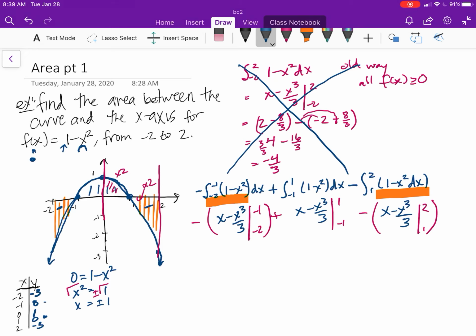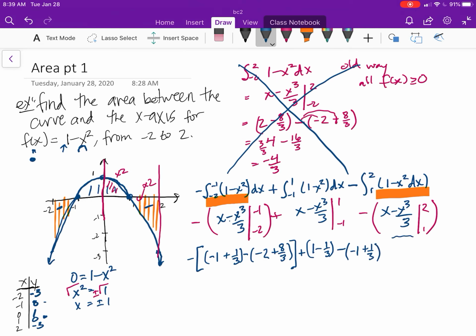So substitute -1. We would have a -1, and then -1 to the third is -1, with another negative is +1 to the third. Okay. Minus, plug in -2, -2, and then plus 8/3. All right, let's look at this middle. Substitute 1. We'd get 1 minus 1/3, minus, substitute -1, -1 plus 1/3.